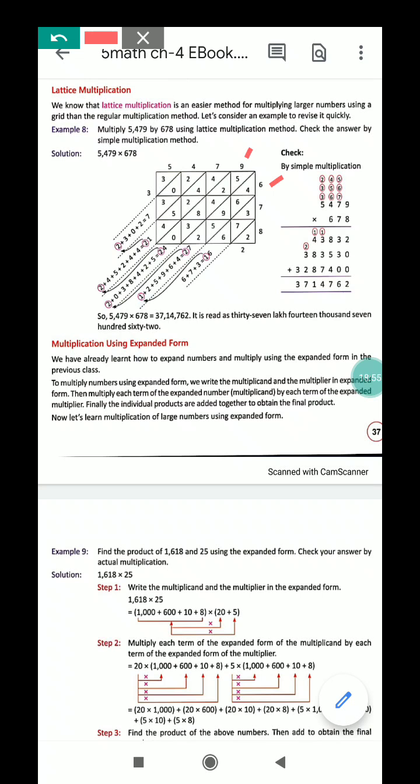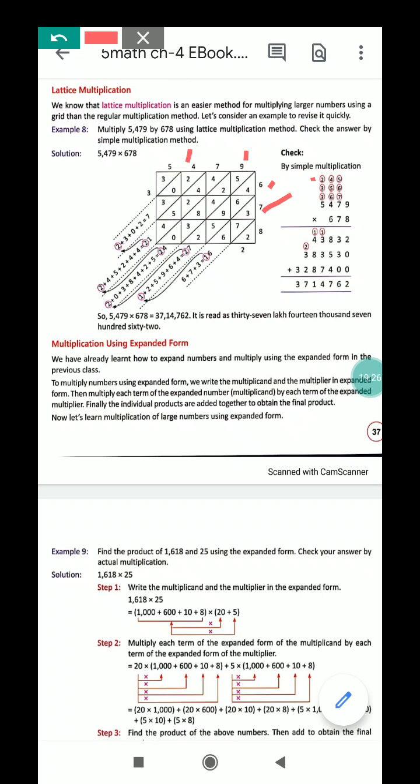7 into 6, 42. So 4 and 2. 6 into 4, 24. 2, 4. 6 into 5, 30. So 3, 0. Just write this. Again we will start in the second row.